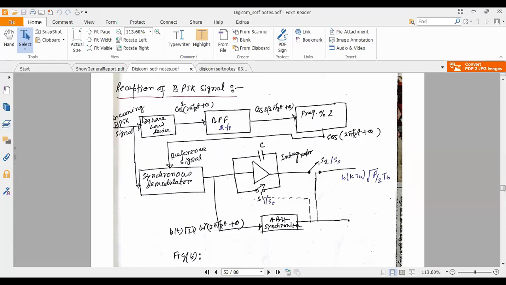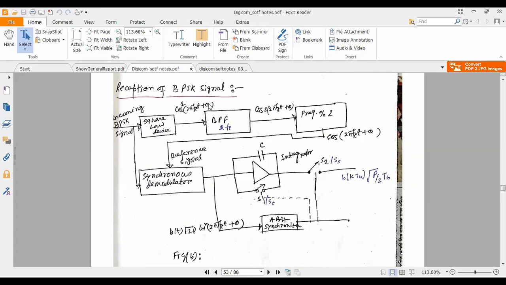Now the first block here is a square law device. Maybe FET, maybe transistor. So it's a non-linear device. That means it will square the incoming signal. So the input was root 2P cos 2 pi fct. So what will you do here? Cos square 2 pi fct plus theta. Why is there theta? Theta may be the phase shift.